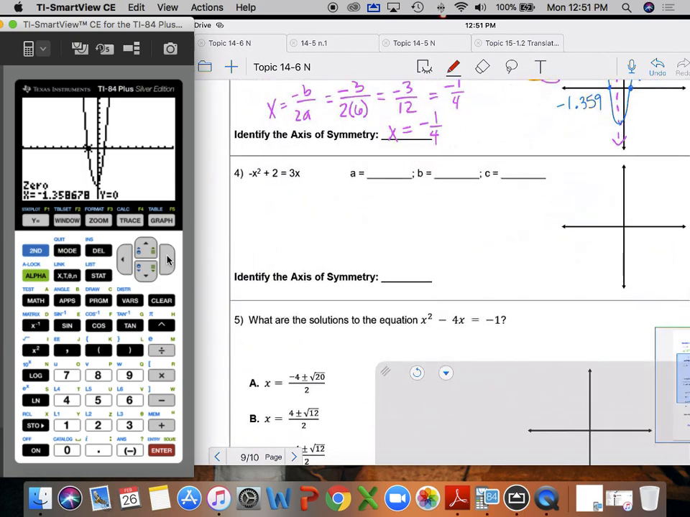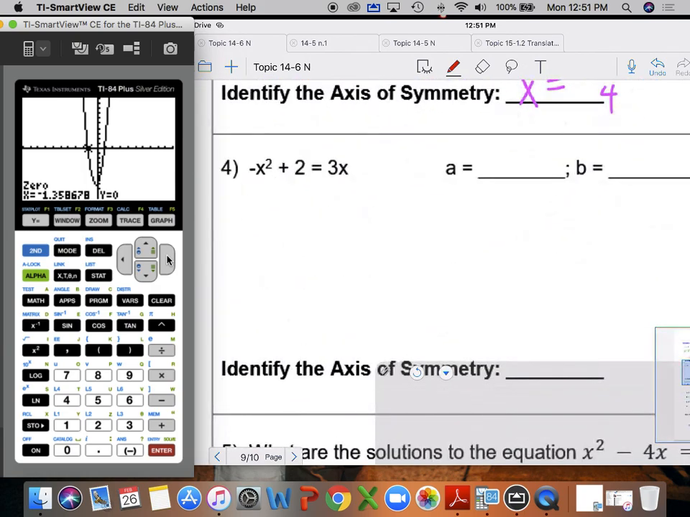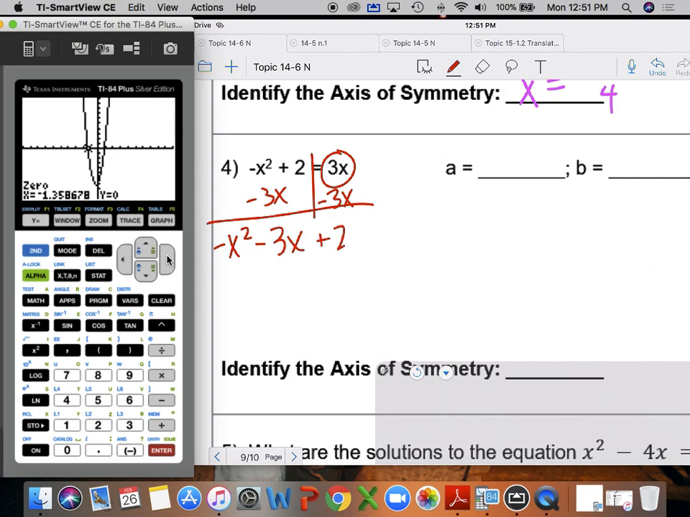Okay, we have 2 more problems. Problem 4, again, we don't have an equals 0, so I move the 3x to the other side. So negative x squared minus 3x plus 2 equals 0. So a is negative 1, b is negative 3, c is positive 2.